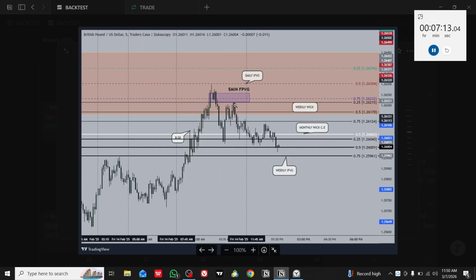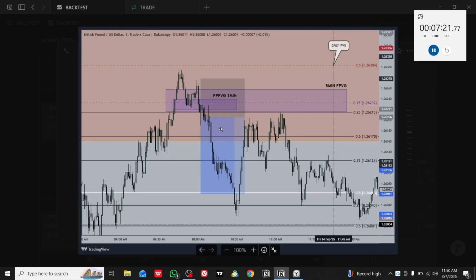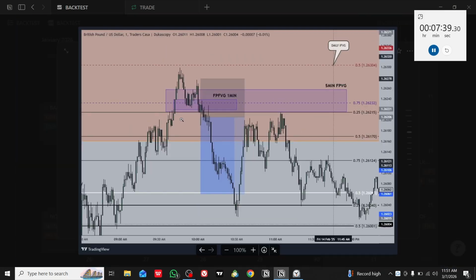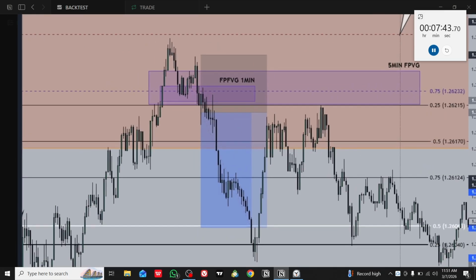Okay, touched the body of the first presented. So let's see what did I take. Okay, I did take the short. So let me explain. So this is the 1 minute first presented fair value. We went higher. I look for a trade after the 9:30 opening, and it's GBPUSD. Yes, it is GBPUSD. So we have not yet come to futures, which I'm right now trading and backtesting on.